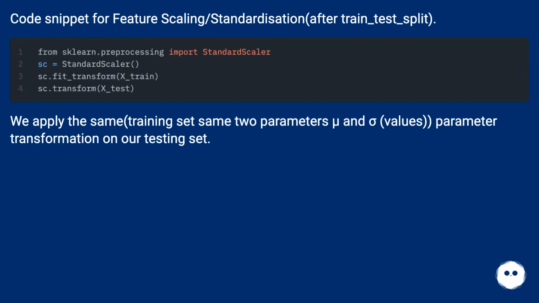Code snippet for feature scaling/standardization after train_test_split. We apply the same training set parameters, the same two parameters mu and sigma values, for the transformation on our testing set.